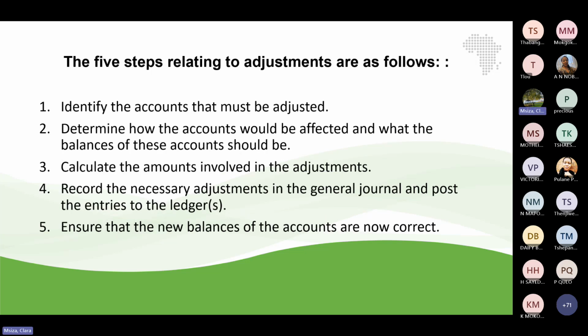There are 5 steps relating to adjustments, and this information is already in your study guide. First, identify the accounts that must be adjusted. Determine how the accounts will be affected and what the balances of these accounts should be. Calculate the amounts involved in the adjustments. Record the necessary adjustments in the general journal or post the entries to the ledgers. Ensure that the new balances of the accounts are now correct.